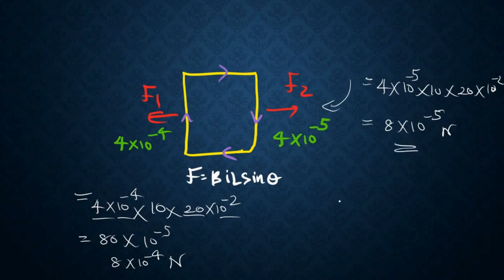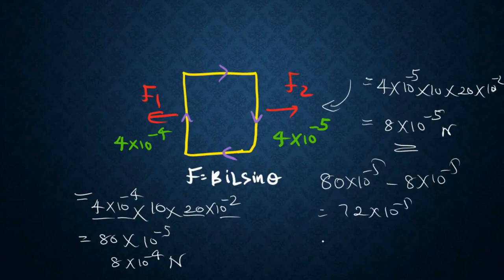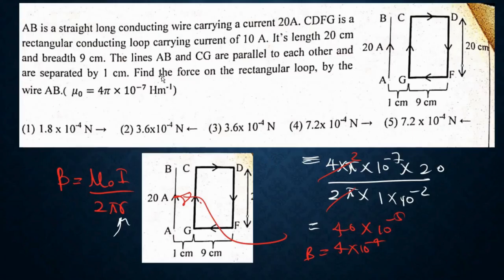So then we need to find the difference. Let's find the value now. So it's 80 into 10 to the power minus 5 minus 8 into 10 to the power minus 5. So we get 72 into 10 to the power minus 5. It's 7.2 into 10 to the power minus 4 Newton. Let's check the values they have given. Yes, 7.2 into 10 to the power minus 4. That's the fourth answer. Of course, they are giving us two different directions. Actually, it's in this direction.